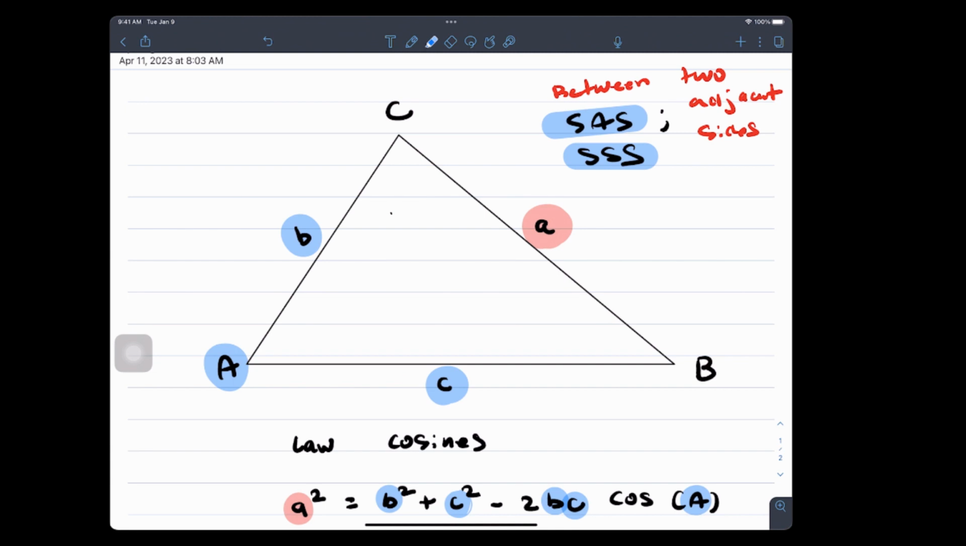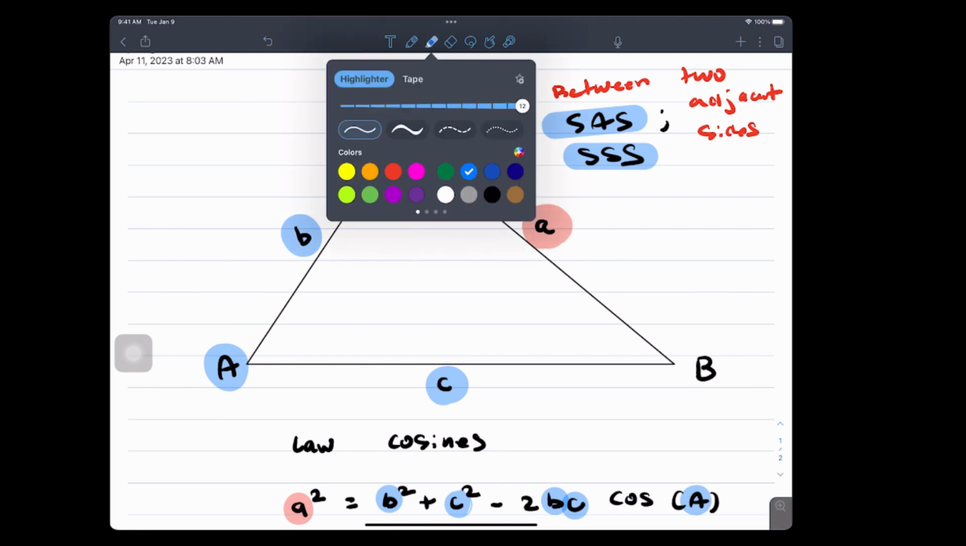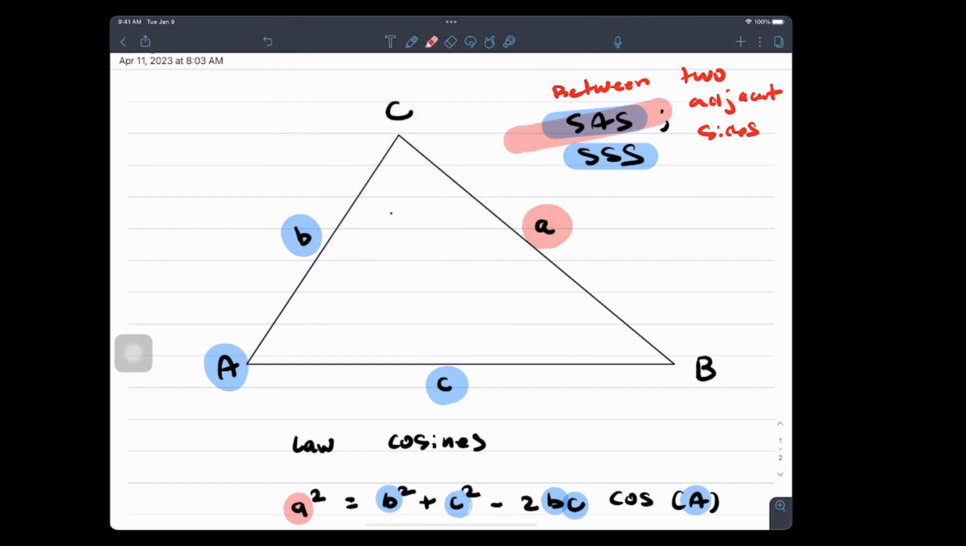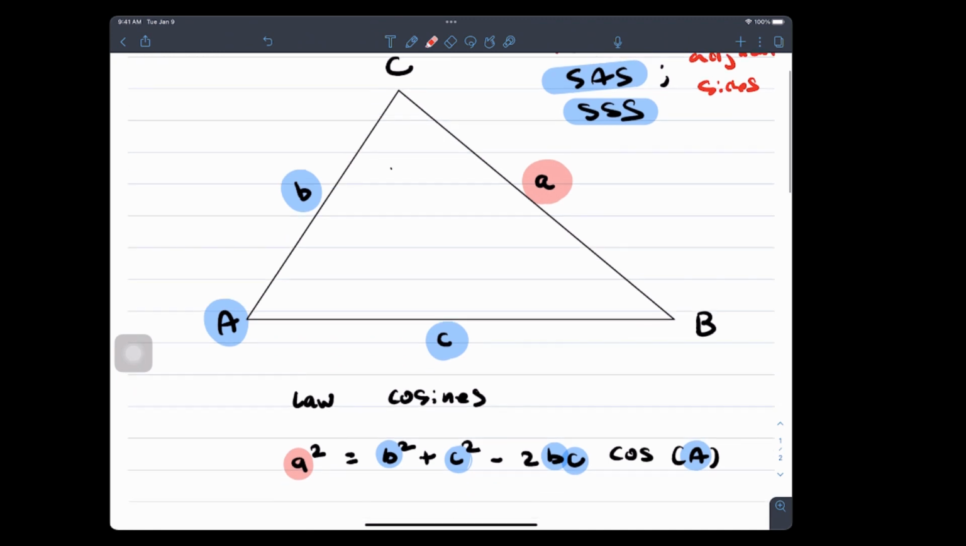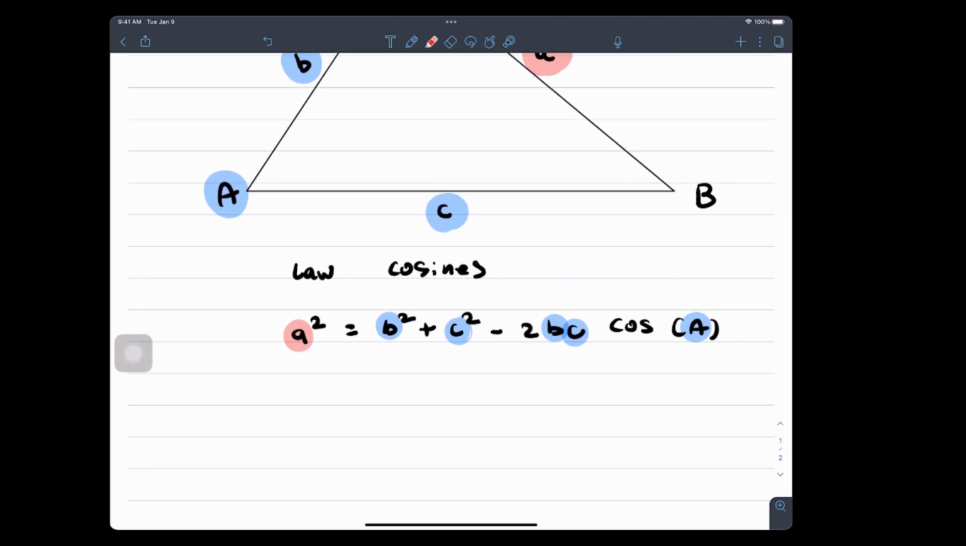Now remember, this is side angle side. We're focusing on this situation. Side angle side. Okay? It always gives us a way to find that opposite side, little a. This is the law of sines formula here. Law of cosines. It's a very simple pattern. We're looking at the pattern here.